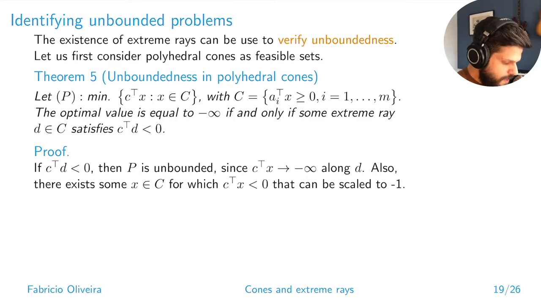So the proof is a bit technical, but it's okay. Let's go through it. If this is the case, then obviously P is unbounded because this is going to minus infinity along d. So you can just go in that direction, and the problem is unbounded indeed. But let's just say that we stop at some point in that ray and pick that number in a way that we can scale this thing to be minus one. Just because we have a constant, we'll make it such that the constant is minus one.